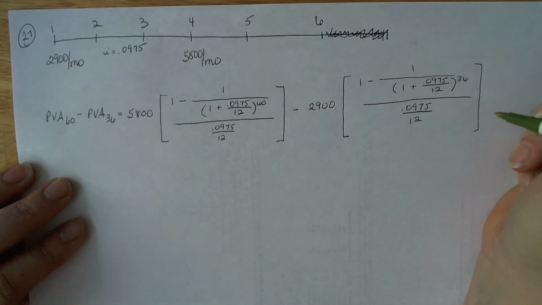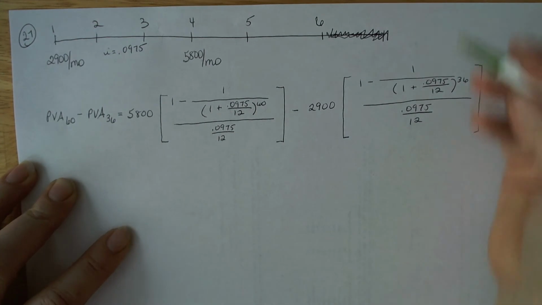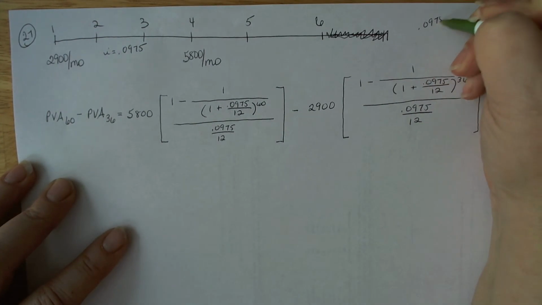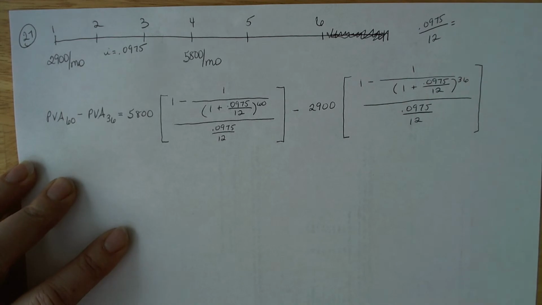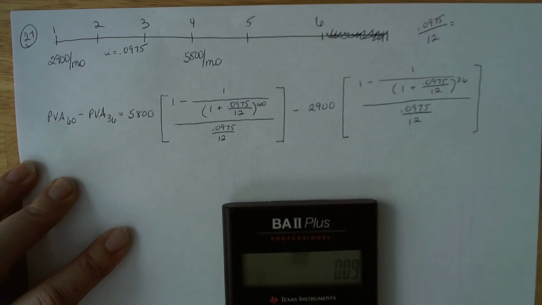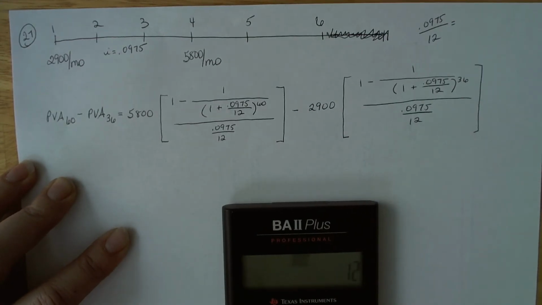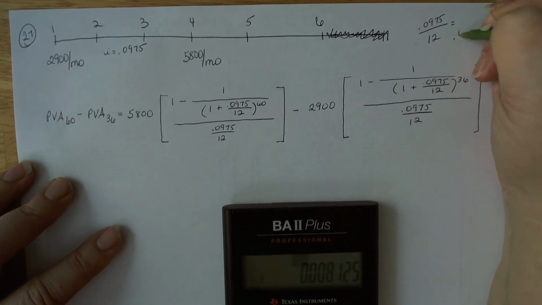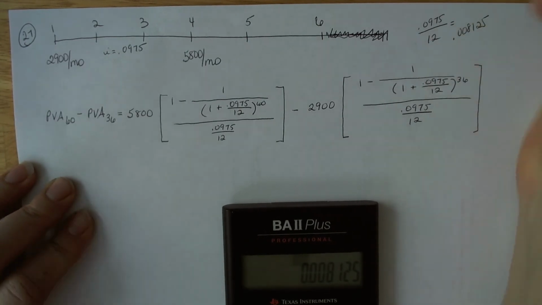Now, in solving this problem, what's repeating? What's repeating is 0.0975 divided by 12. So let's go ahead and determine what that is now so that we don't have to keep rewriting that. And that's 0.008125.